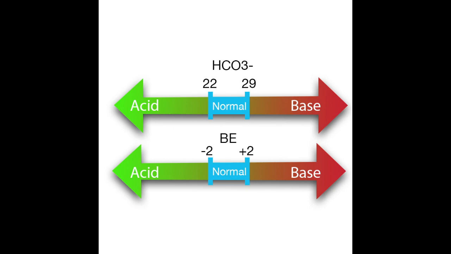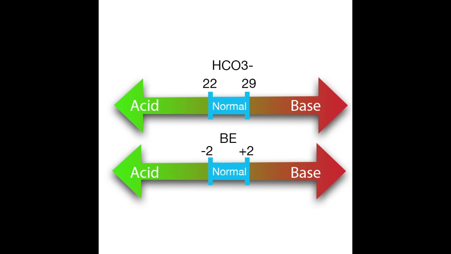Base excess, as the name suggests, is a measure of how much extra base there is in the blood compared to normal. And base excess will typically mirror the bicarb, as bicarbonate is the main base in the blood. But some would say base excess is maybe a more comprehensive measure, as well as bicarb, it includes some other minor bases that contribute to the metabolic status of the patient.